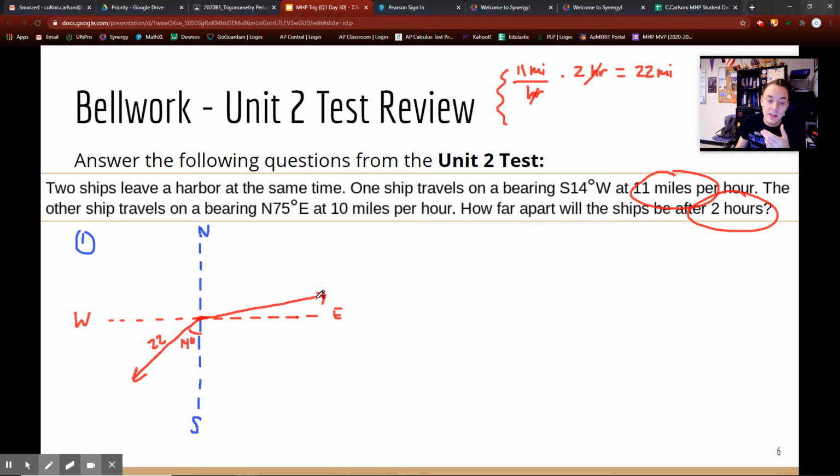It's going to look something like this. It's not perfect, of course. I'm just kind of briefly drawing it. This is north 75 degrees east, and it travels 10 miles per hour.